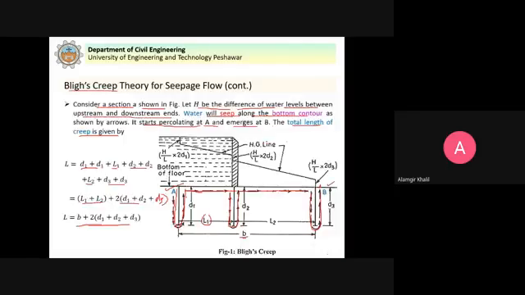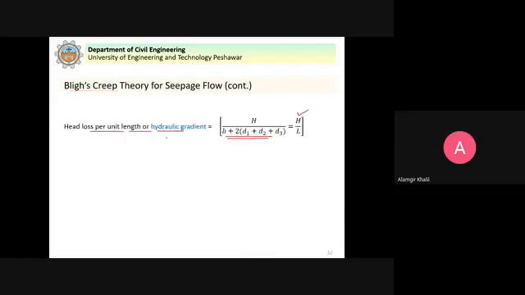Now the head loss per unit length, or the hydraulic gradient, will be what? H by L. So this will be equal to H by L, where L is the total creep length as we calculated earlier. You can write it this way or this way, same. So this will be the hydraulic gradient.